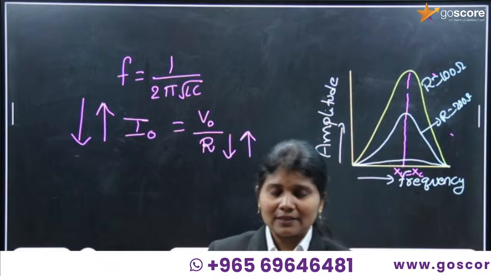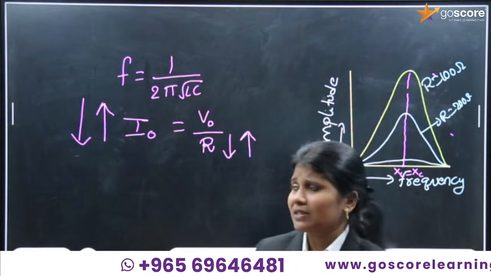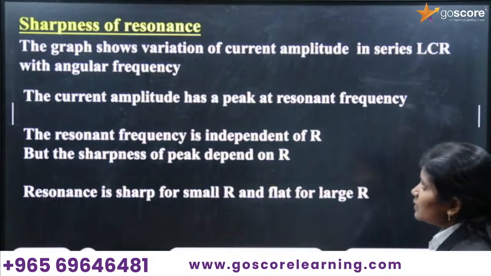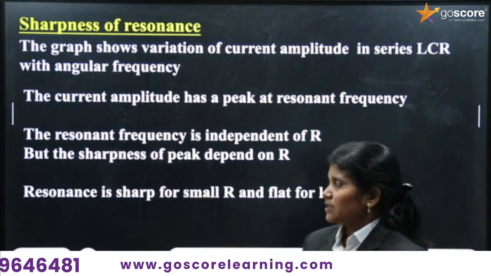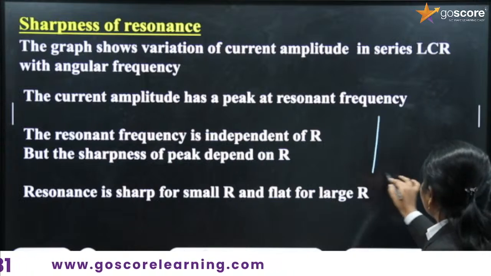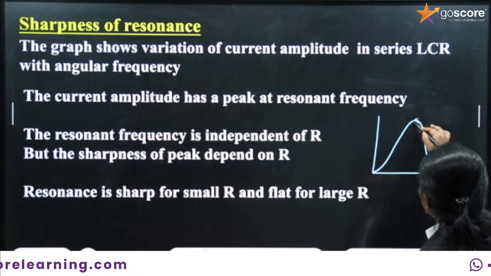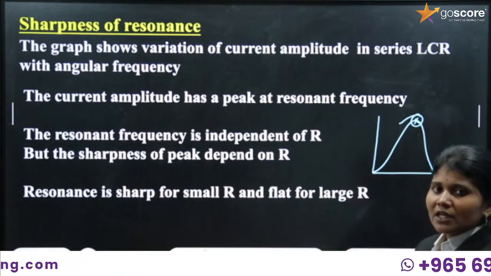Resonance frequency, XL is equal to XC. All of these things I explained here. Sharpness of the resonance: already I drew the diagram. This point we consider as the sharpness of the resonance.